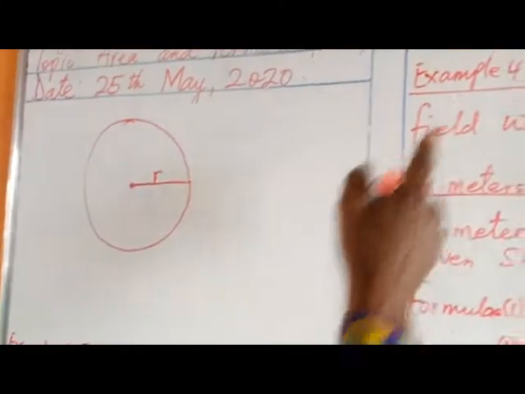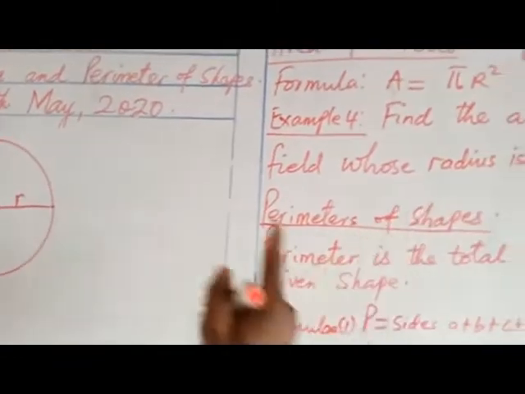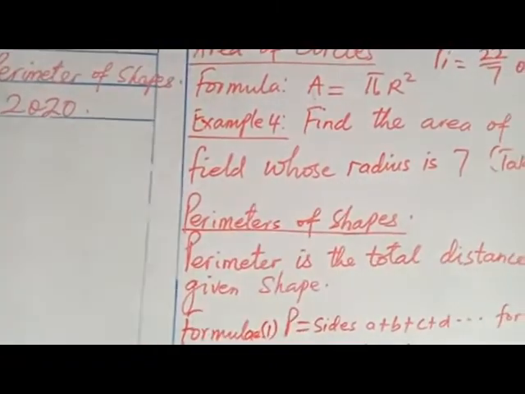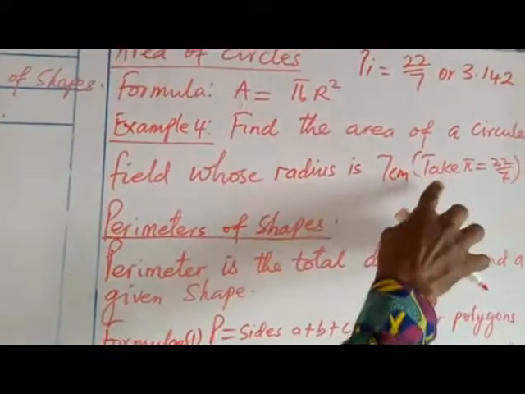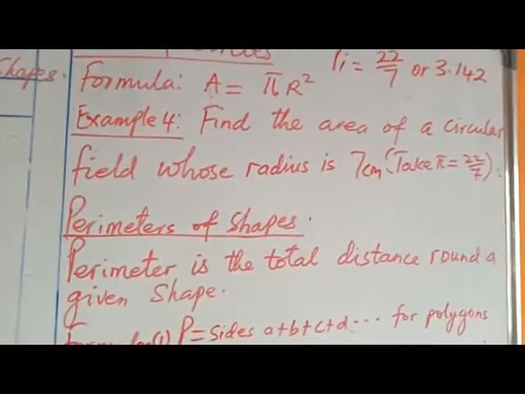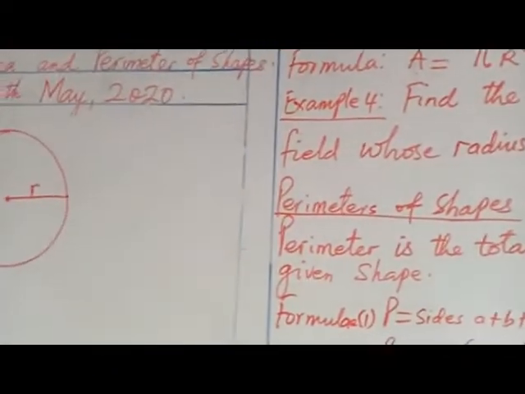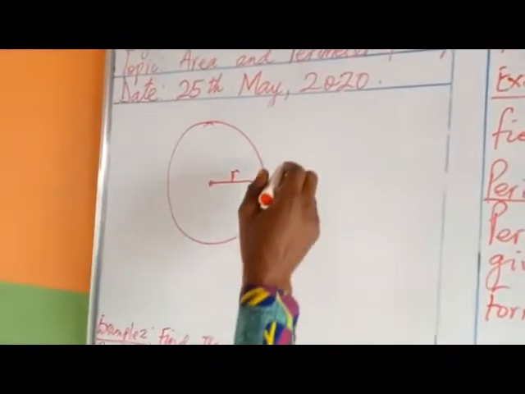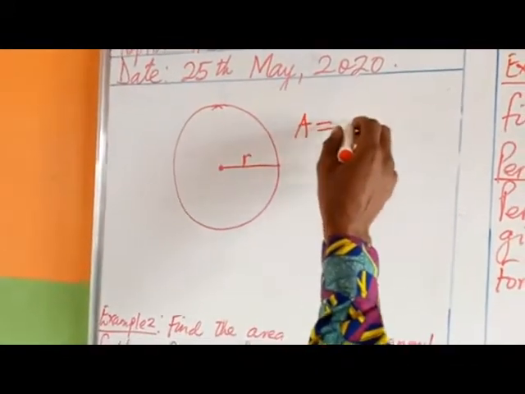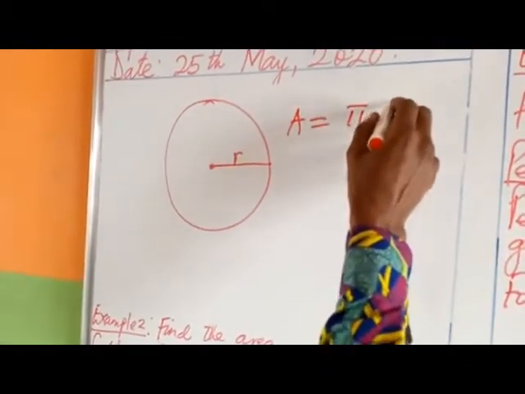So in this example 4, say find the area of a circular field whose radius is 7 centimeters. And you are told to take pi equals 22 over 7. Most cases, they don't even ask you. You're supposed to know that pi is always 22 over 7. So let's put the formula which says area is equals to pi r squared.